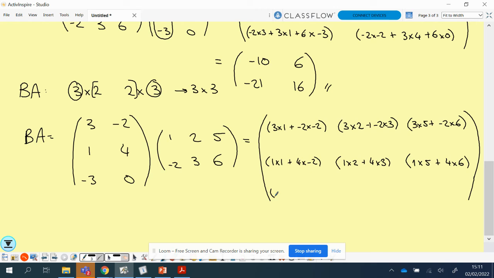Last one, so it's my last row with all the columns, so that's going to be negative 3 times 1 plus 0 times negative 2. That's going to be negative 3 times 2 plus 0 times 3. And then the last one's going to be negative 3 times 5 plus 0 times 6. Okay.